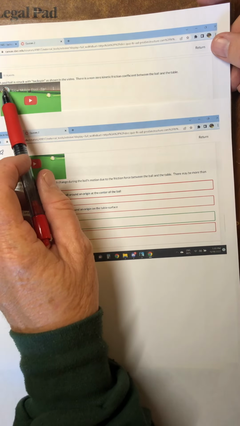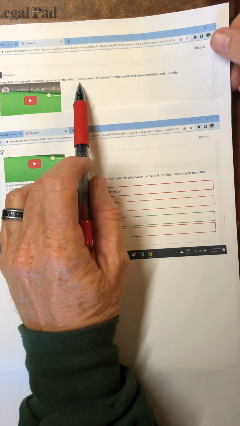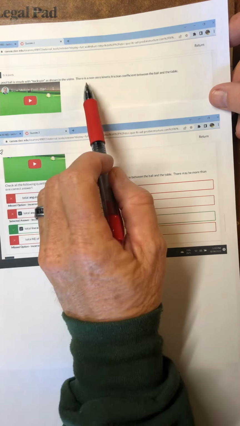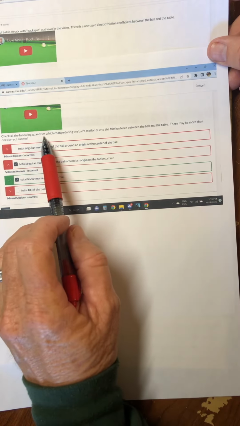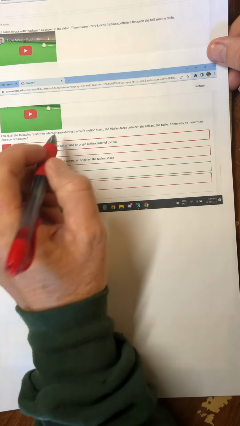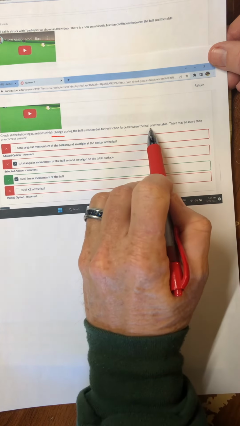Let me start again. Here it says a pool ball is struck with backspin as shown in the video. There is a non-zero kinetic friction coefficient between the ball and the table. Check all of the following quantities that change. All right, so that's going to be the key. What is changing during the ball's motion due to friction between the ball and the table? There may be more than one correct answer.